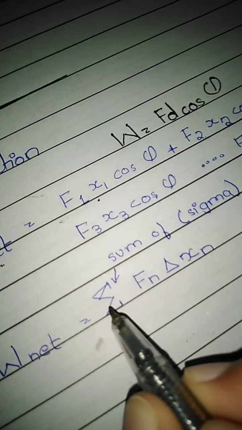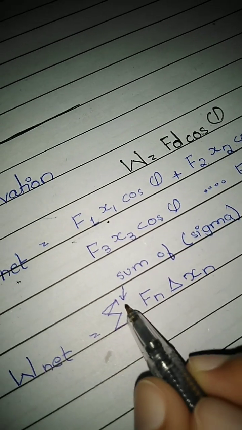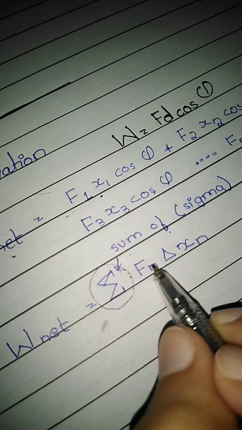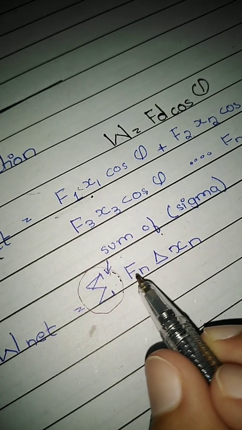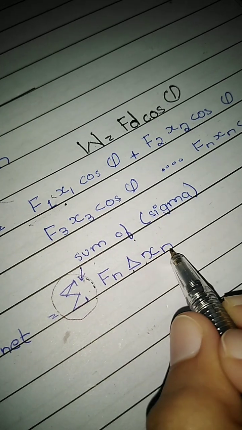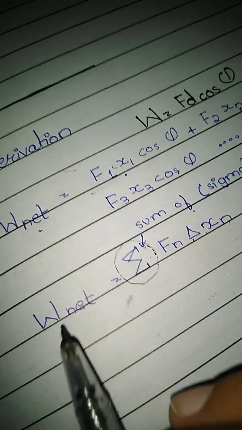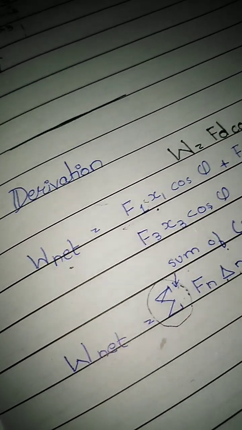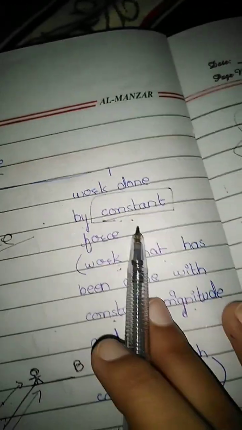Or we can say sigma Fn delta xn. Here the sigma sign just tells us the sum of all the forces that have been applied. It is written as Fn delta xn. Delta means a change in the distance, xn. So like this we can calculate the value of net work done on an object. That is all about the work done by variable force and work done by constant force.